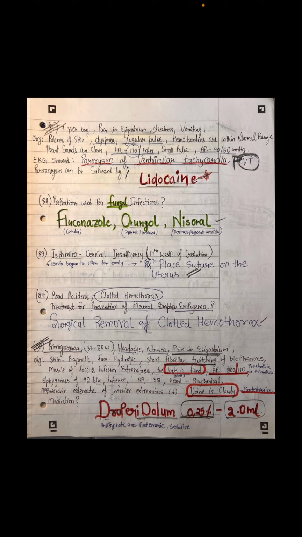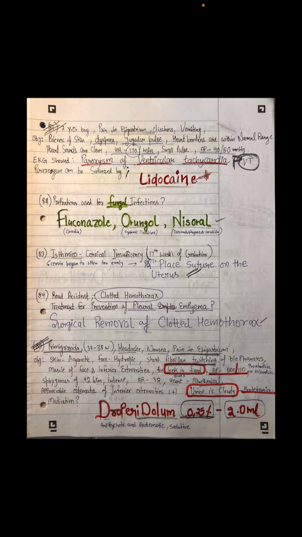Let me tell you a little bit of detail here: fluconazole is the prevention for candidosis, and orungol is the prevention or the solution for systemic illness associated with fungal infection, and nizoral is something related to candida as well. So let's see the next patient.